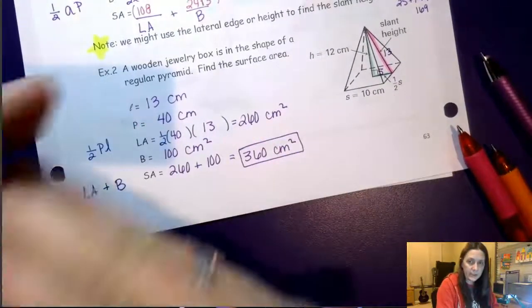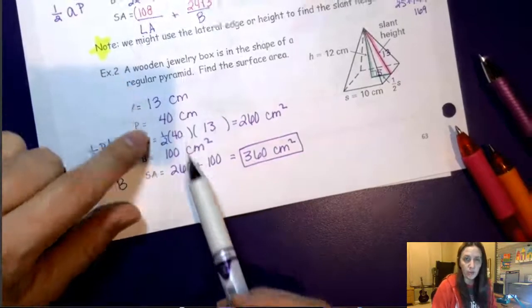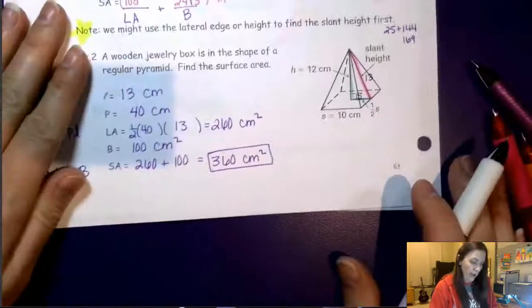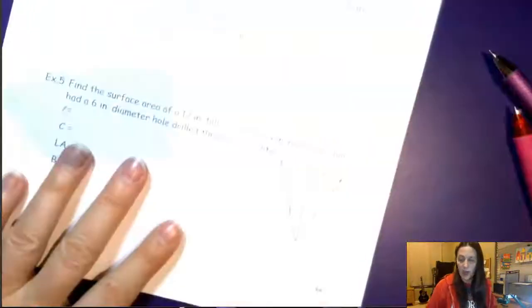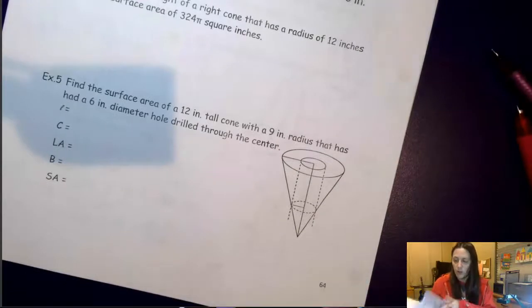You would get points for each one of those steps. If I write this in a test, I would ask you to tell me each one of these as you go. Going on to the last page. Now this is similar, only now it's not a pyramid, now it's a cone. So if we have a cone, what is going to change?